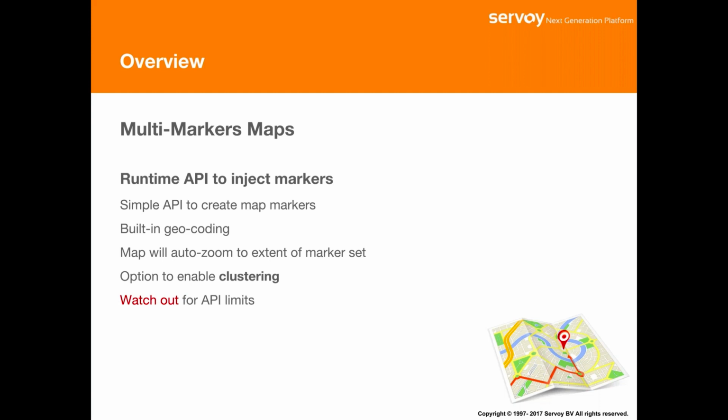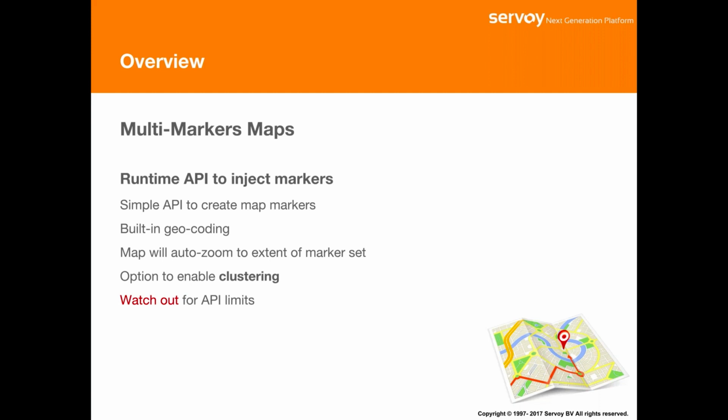You have the option to turn clustering on. In my example, I had it turned on. In that case, when the map markers become very dense, it will sort of cluster them into a single marker and show you the number that are in that cluster. Clicking on them zooms into the cluster and spreads them out so you can see them again.